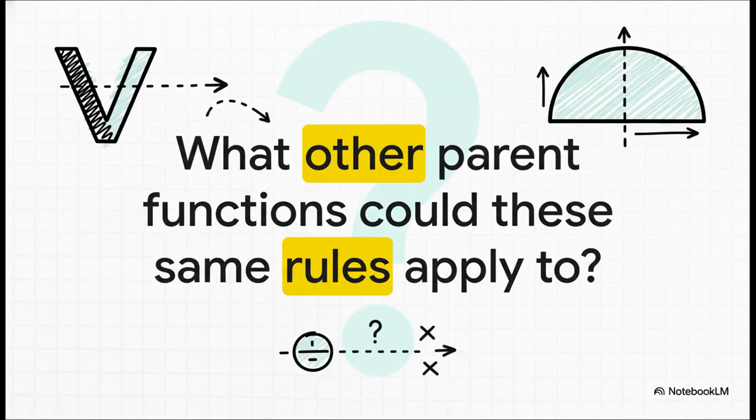So that leaves us with one last thing to think about. We've totally mastered these rules for the V shape. But what if your starting shape was a parabola, that classic U shape? Do you think these exact same rules, the inside changes moving it sideways, the outside changes moving it up and down, do you think they would still apply? Definitely something to chew on.